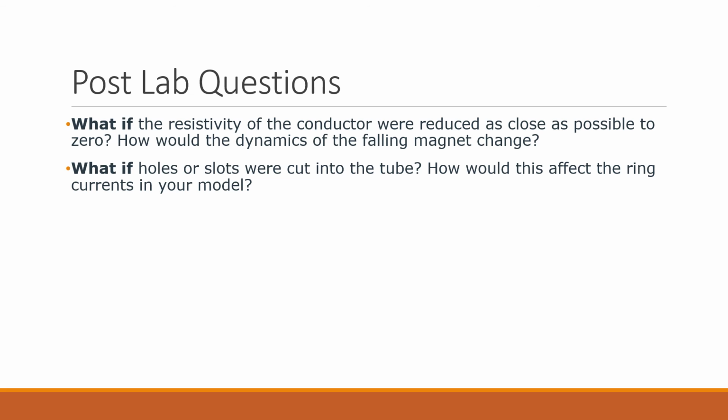So you can only imagine that a stronger magnitude of induced current would result in a stronger factor of slowing down. So what if holes or slots were cut into the tube? Well, it depends on how the holes are cut, because if it's cut in a drastic way, it would reduce the number of rings that would be available, which would decrease the magnetic force, and therefore the magnet would fall quicker. But if it was just a tiny hole, I think it would have a negligible difference.